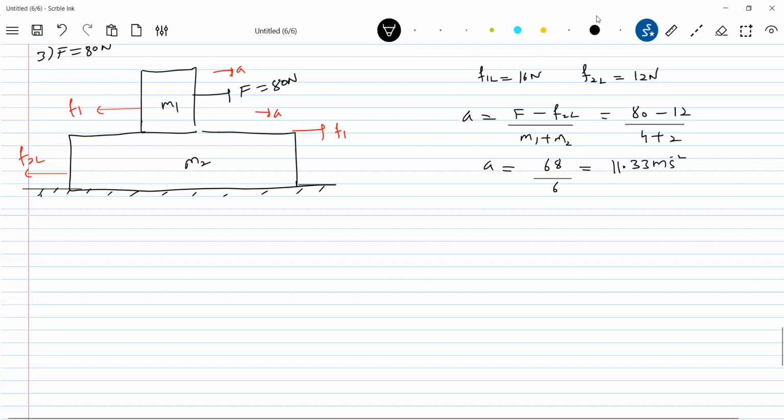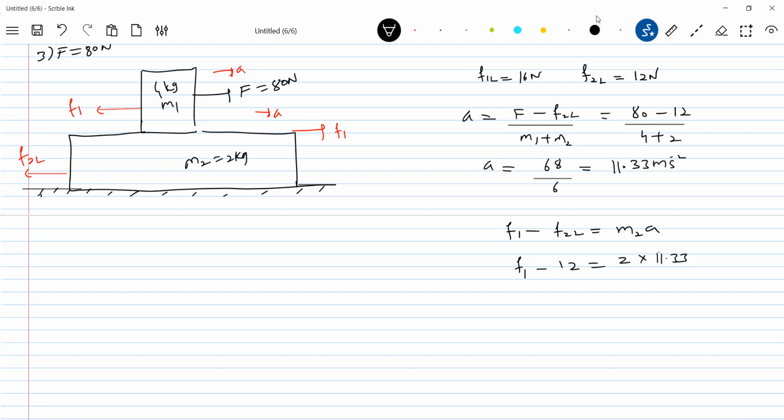Let's calculate the frictional force. Any block, either the upper or lower block, you take. So F1 minus F2L equal to M2 A. What is the F2L value? 12 Newton. M2 is how much? 2. This is a 2 kg block, no? And this is a 4 kg block. Acceleration, let it be 11.3. So what is the value of F1? It will be 12 plus 22.66, which is 34.66. Is it greater than F1L?